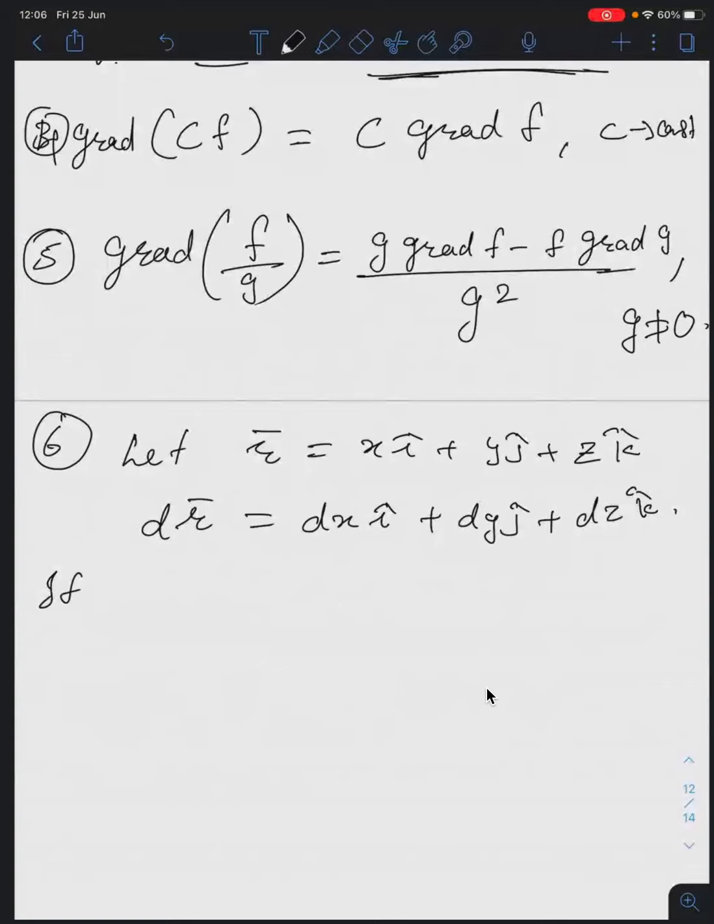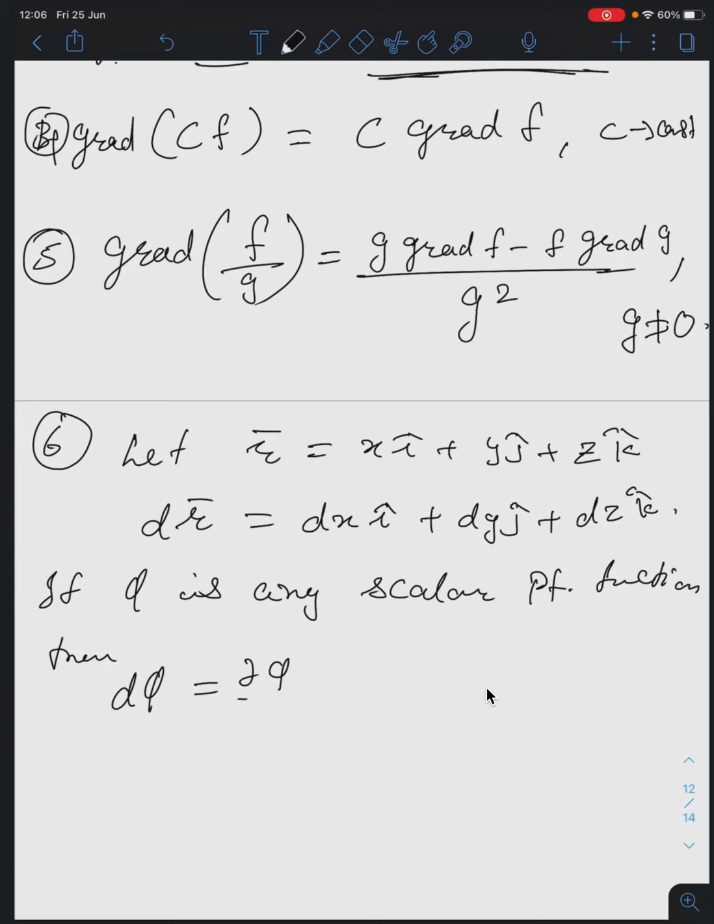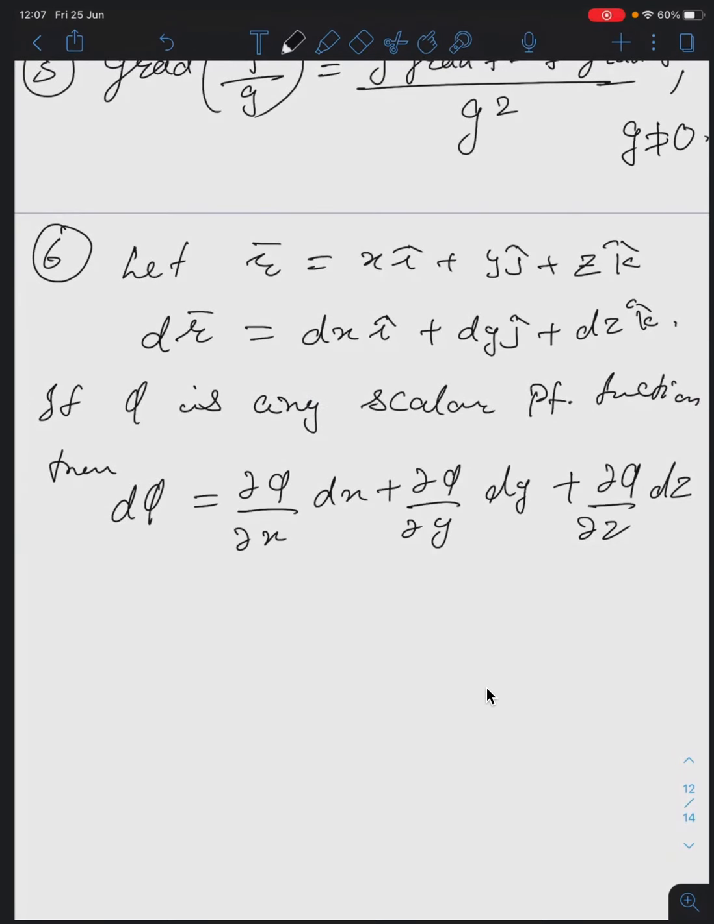Now, if phi is any scalar point function, then d phi will be equal to dou phi by dou x dx plus dou phi by dou y dy plus dou phi by dou z dz. This you already know. If phi is a scalar point function, then d phi can be written in this form. This is by using the chain rule, if you remember. You remember this?